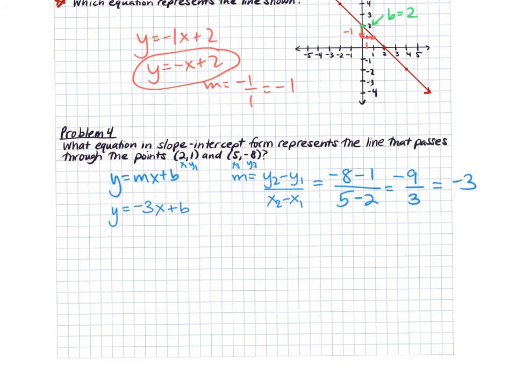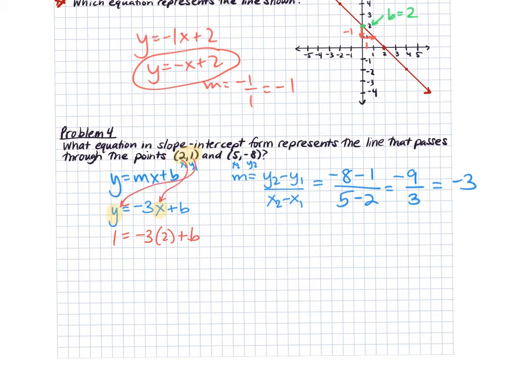Okay, so to figure out what the b is, that's the last thing we need to know. We can take one of the points. I like this one because it's 2, 1, it's just lower numbers. And so you can plug that 2 in for x and that 1 in for y, and then solve for b. So let's do 1 equals negative 3 times 2 plus b. So I just plugged that 2 in for that x and then the 1 in for the y.